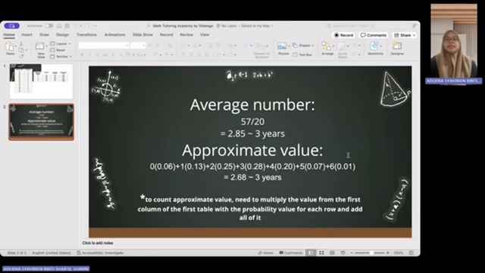The last step is to calculate the approximate value. To compute the approximate value, we need to multiply the value from the first column of the first table with the probability value for each row, and then add all of it. After we calculate each row, we get 2.68, which is equivalent to 3. Then the answer is 3 years.